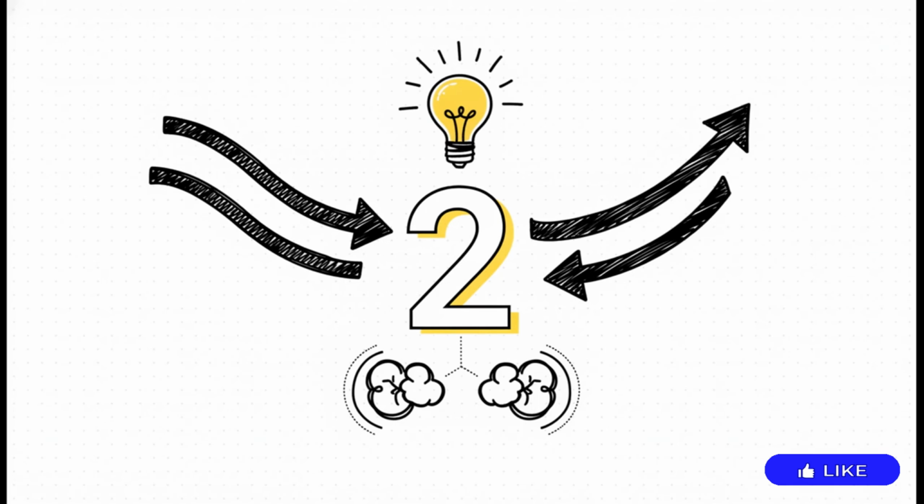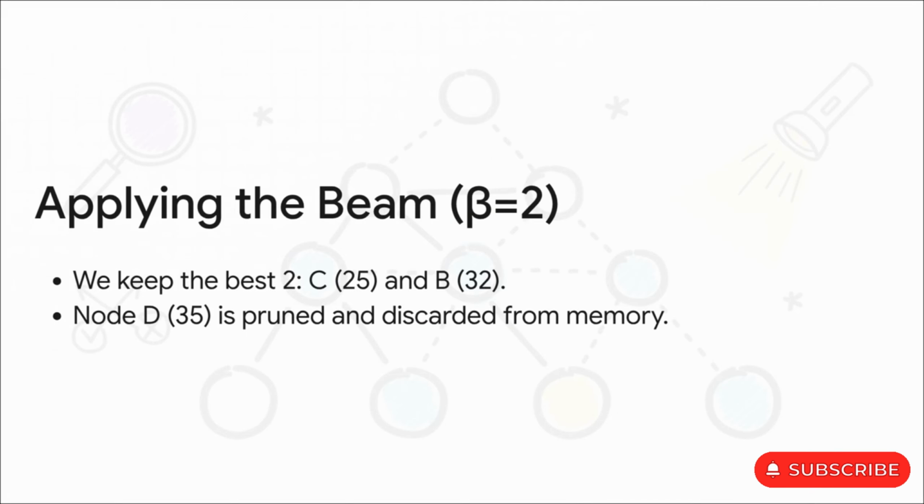We're now going to apply a constraint. Our beam width, our beta, is going to be 2. What that means is we are only allowed to keep the 2 best options, period. And here's the crucial part. We look at our 3 options and we find the best 2. That's C with a cost of 25 and B with a cost of 32. We keep them. But node D, with its higher cost of 35, it's outside our beam.